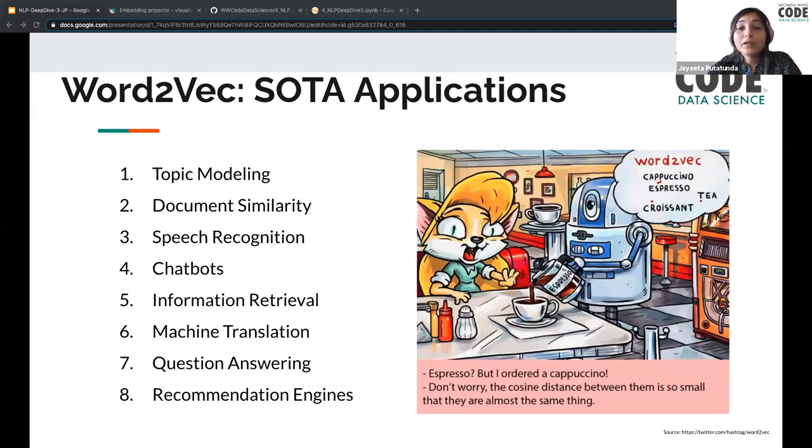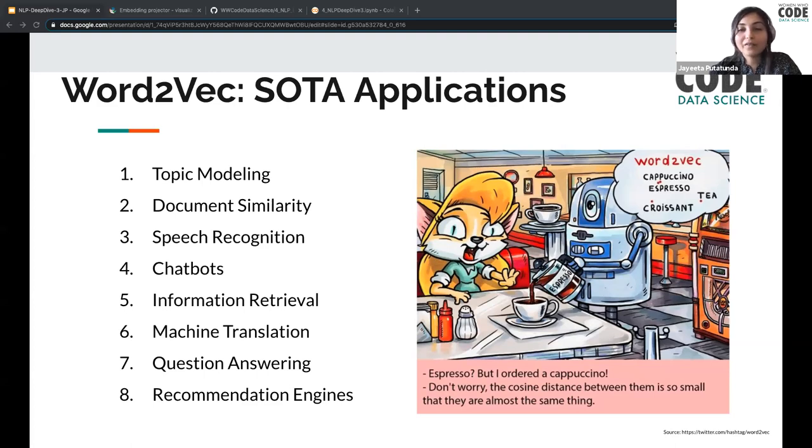Great. So yeah, you can see that Word2Vec is used in all the exciting NLP frontiers that we have right now. It's heavily used in topic modeling, document similarity, machine translation. A lot of it is the base of creating chatbots, question answering methodology, and recommendation engines.